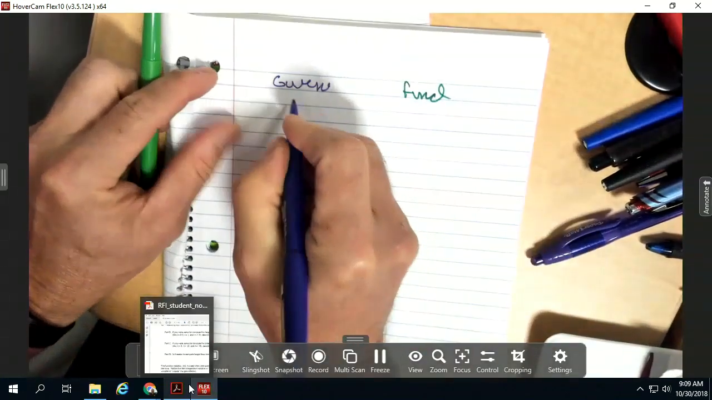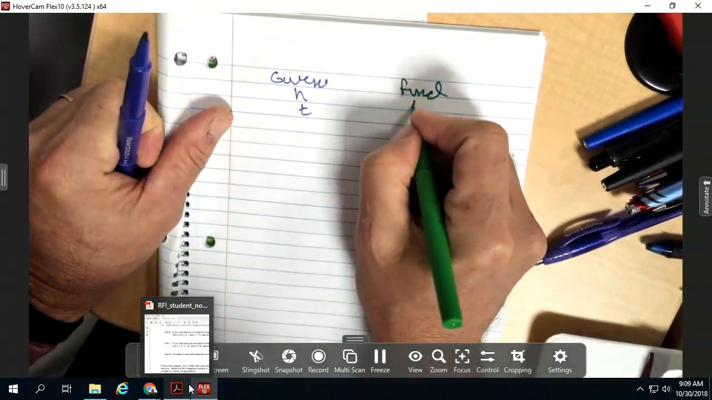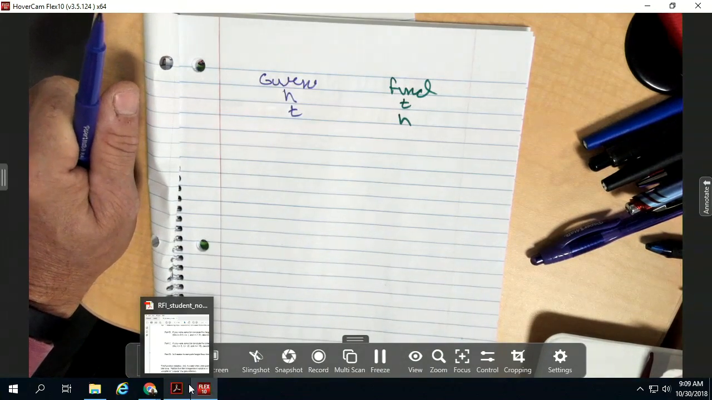Okay, so we're going to be given height. We're going to be given time. Find time, find height. You with me on what we're going to be doing here?